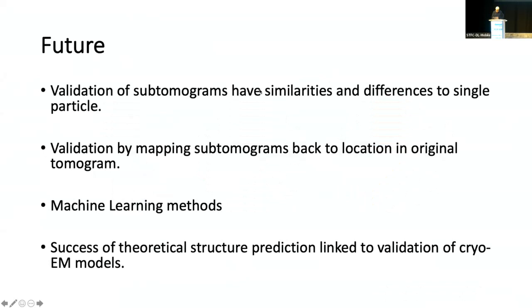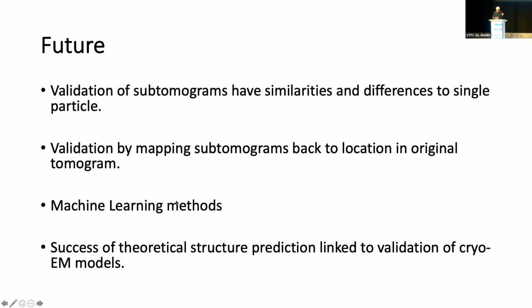Okay, so for the future, it's clear that validation of subtomograms, which are historically of lower resolution but are catching up, will have some similarities and differences to the single particle validation. One of the things is because they come from a crowded environment that poses certain problems, but people are now working on, and in the literature, on how to address those problems. There is a validation possible by mapping your objects back into the original tomogram, and I know that's something Giulia Zanetti has been enthusiastic about, and maybe we'll hear something about that from her tomorrow.